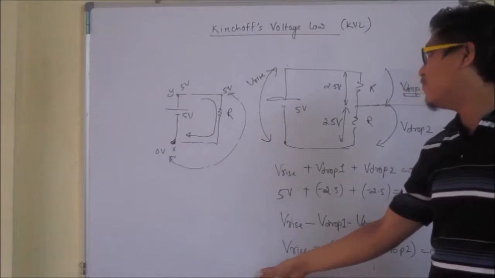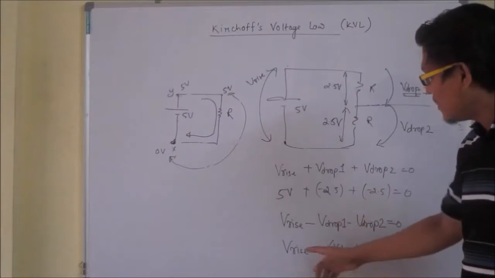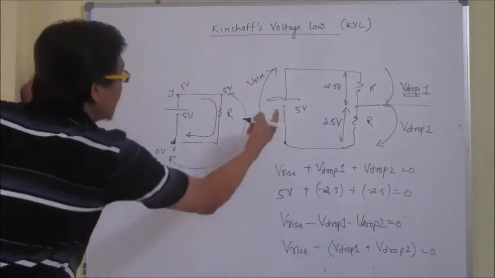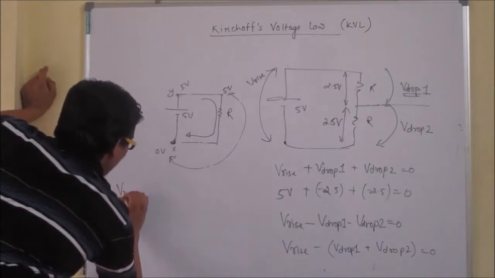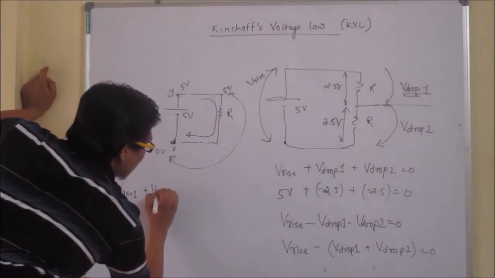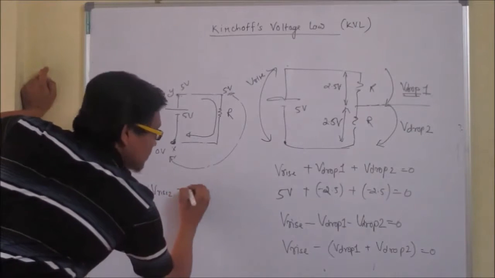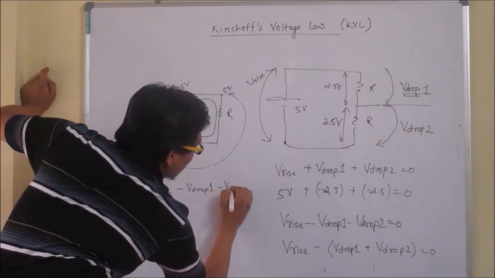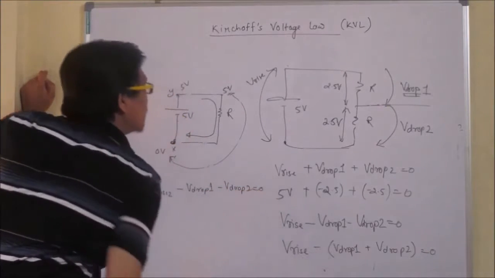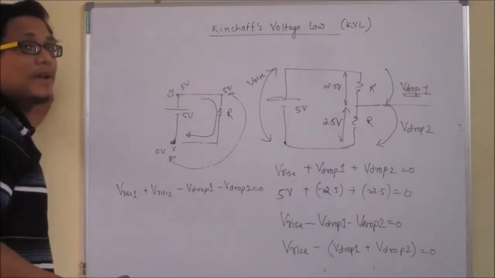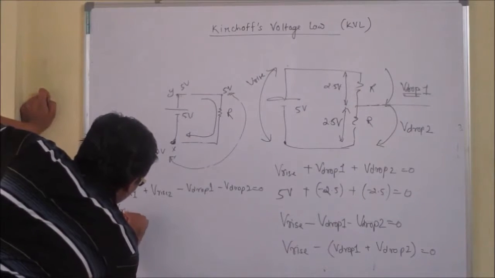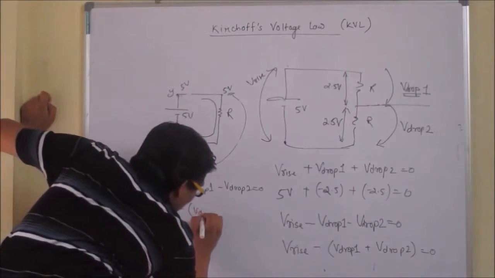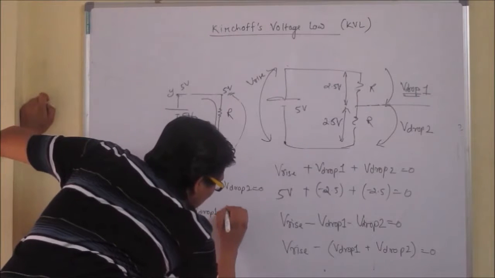If there are more than one voltage sources, that is energy giving sources, then I will be writing that if there are two voltage sources over here, then I will be writing V rise 1 plus V rise 2 minus V drop 1 minus V drop 2 is equal to 0. Now I will be taking minus sign common, and V rise 1 plus V rise 2 minus V drop 1 plus V drop 2 is equal to 0.